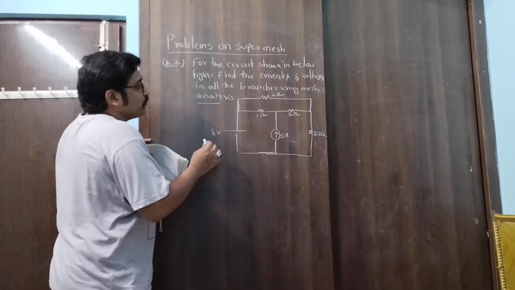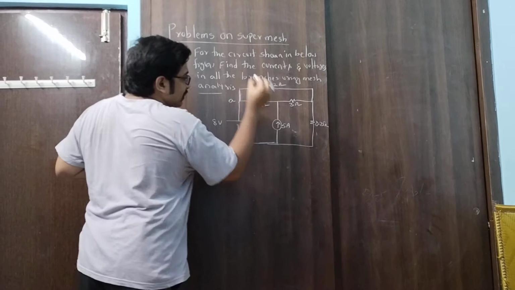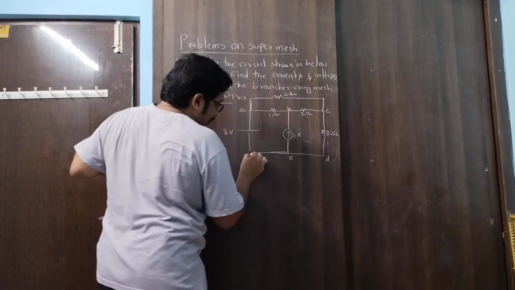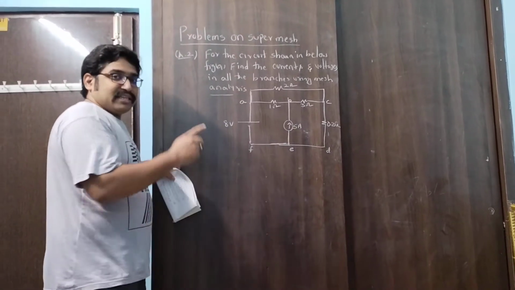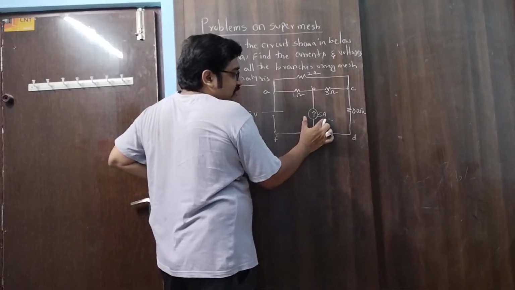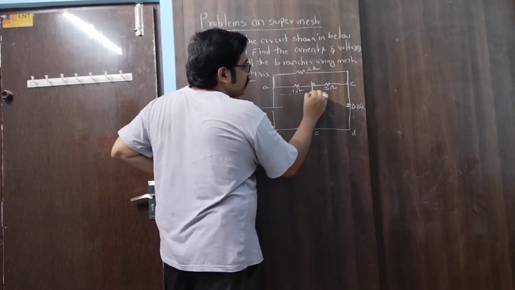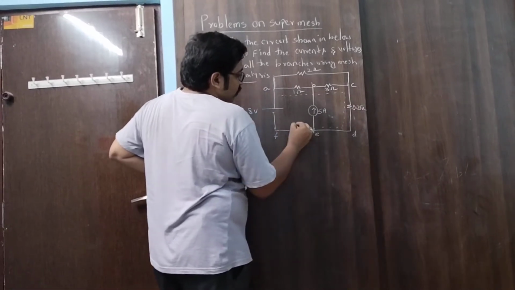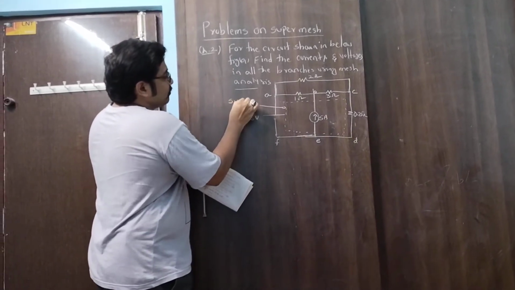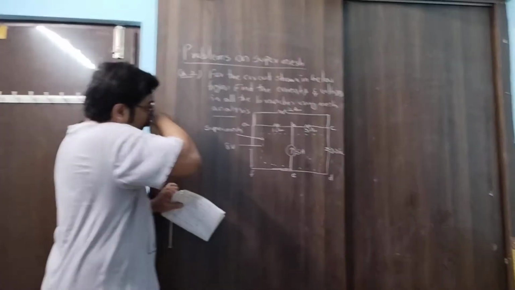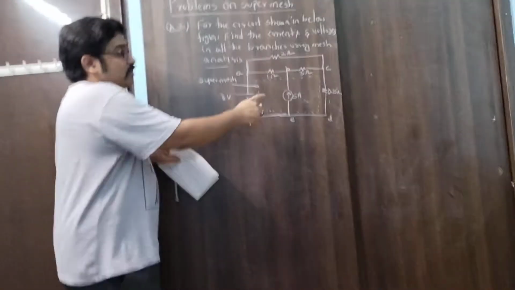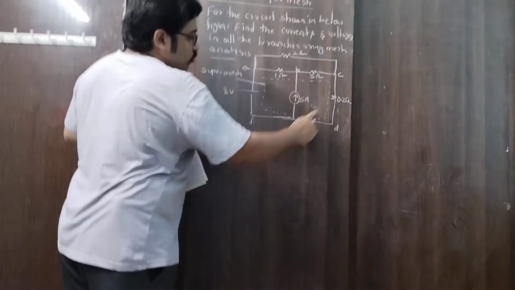What we are going to do is first represent the nodes A, B, C, D, E, F. First thing, observe the circuit properly. There is a current source between these two loops. So ultimately these two loops are what we call a super mesh. In the given circuit, we have a current source between these two loops, so these two loops form a super mesh.